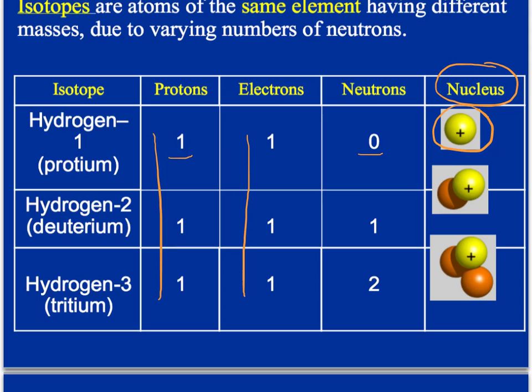Now you might be wondering, well, what's going on with these electrons? Remember that the electrons are found in the electron cloud, or sometimes we think of them as orbitals or shells surrounding the nucleus. So electrons are not found in the nucleus. We wouldn't see them in this picture over here.